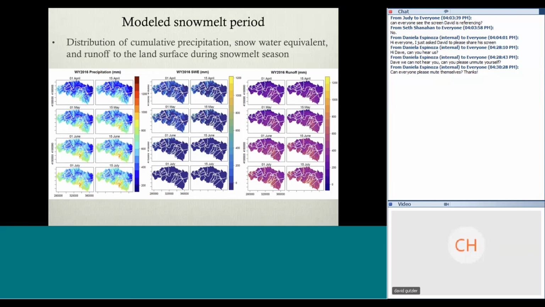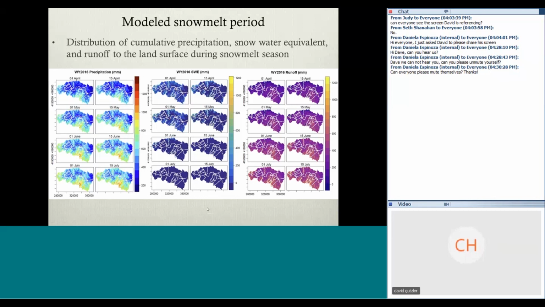So this is a few graphs just highlighting some of the model output for some of the preliminary snow modeling we've done. This is basically biweekly plots throughout the snowmelt season. The first plot in the top left represents April 1st, and then it goes all the way through July 15th. We have three different variables here. The plot on the far left is cumulative precipitation. The plot in the middle is snow water equivalent, and the plot on the right represents runoff to the land surface. That's the combination of snowmelt and/or rain precipitation falling onto the land surface.